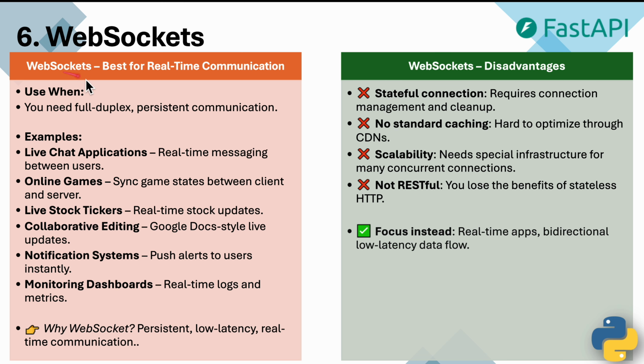WebSockets API. It is best for real-time communication. Use it when you need full duplex persistent communication. Examples: live chat applications, where real-time messaging between users can be done using WebSockets. Online games, to sync game states between client and server. You want to sync the state between the client device and the server device. For such things, WebSocket is best.